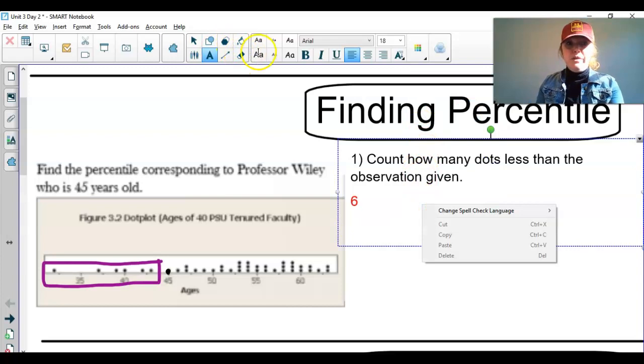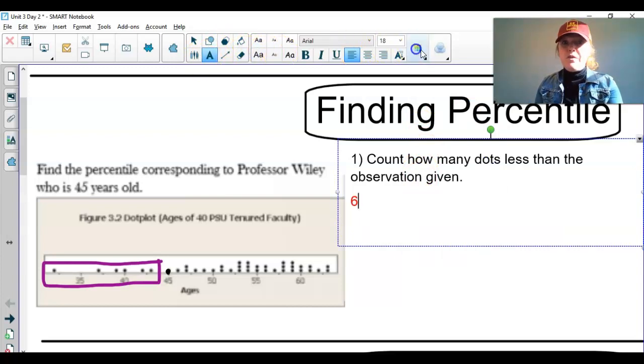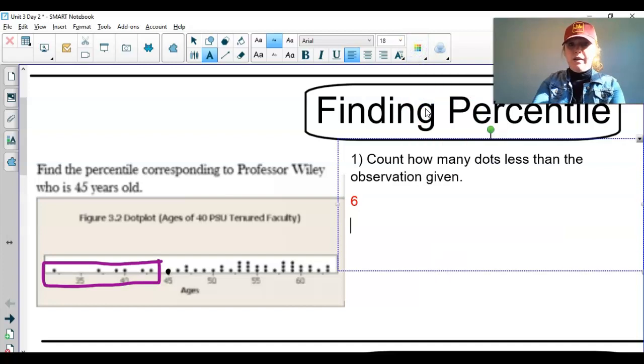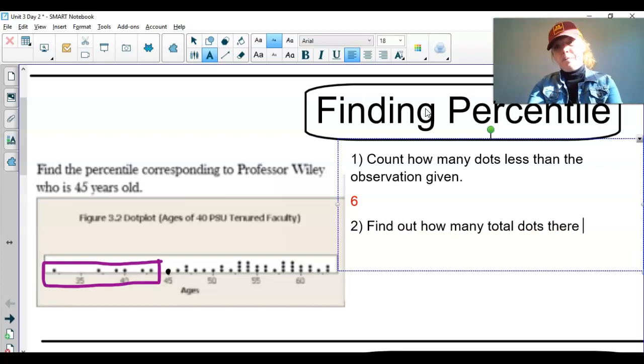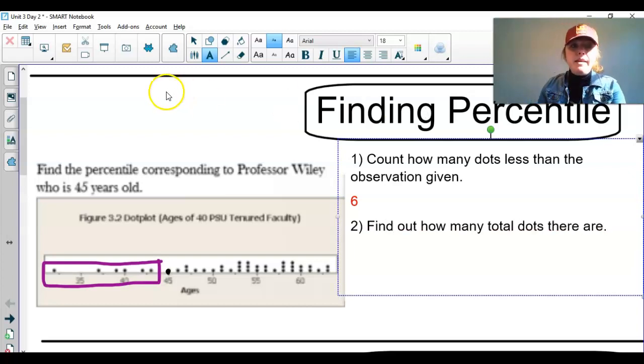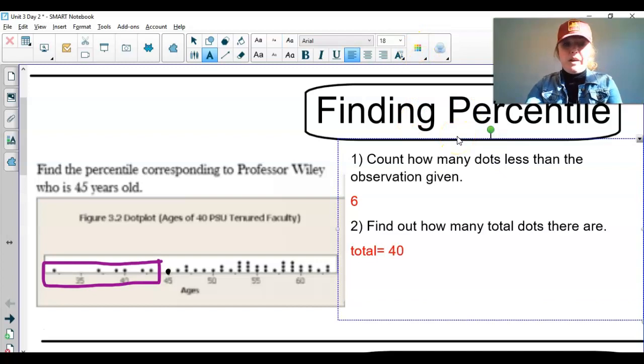Next, step 2. The next thing we want to do is figure out how many total dots there are, okay? In this case, it shows us here in the problem. We could count up all the dots, or, if you look, oftentimes they'll tell you how many dots there are. And right here, it tells us that there are 40 tenured faculty that we're looking at. So in our case, the total is equal to 40, okay?